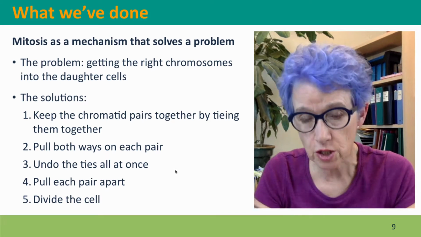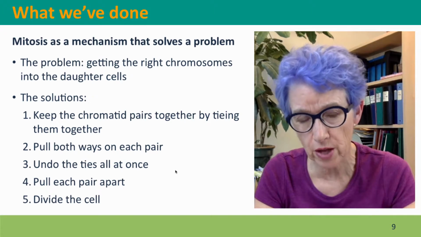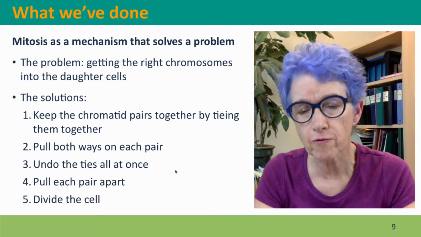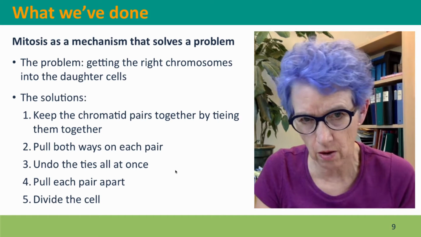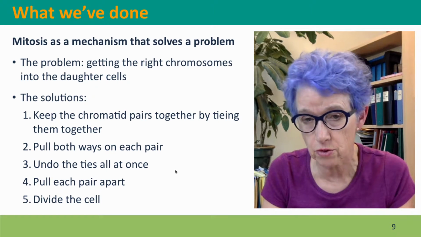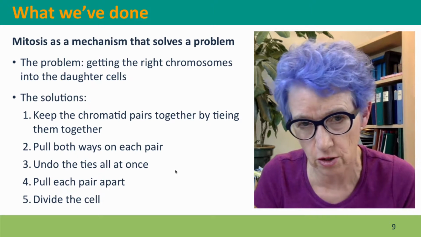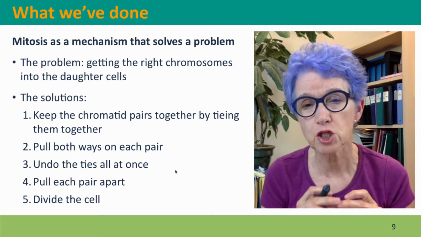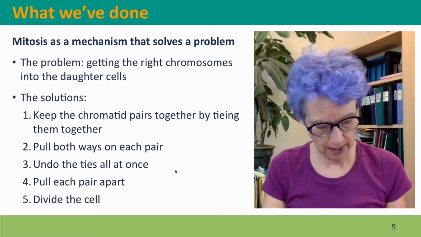If you watch this happen, you'll see that it makes sure that the spindle fibers are pulling one of each pair of chromatids to opposite poles of the cell. And that's how the cell knows that it's getting the right chromatids into the right daughter cells, by keeping the pairs together until the last minute and then splitting each pair of chromatids.